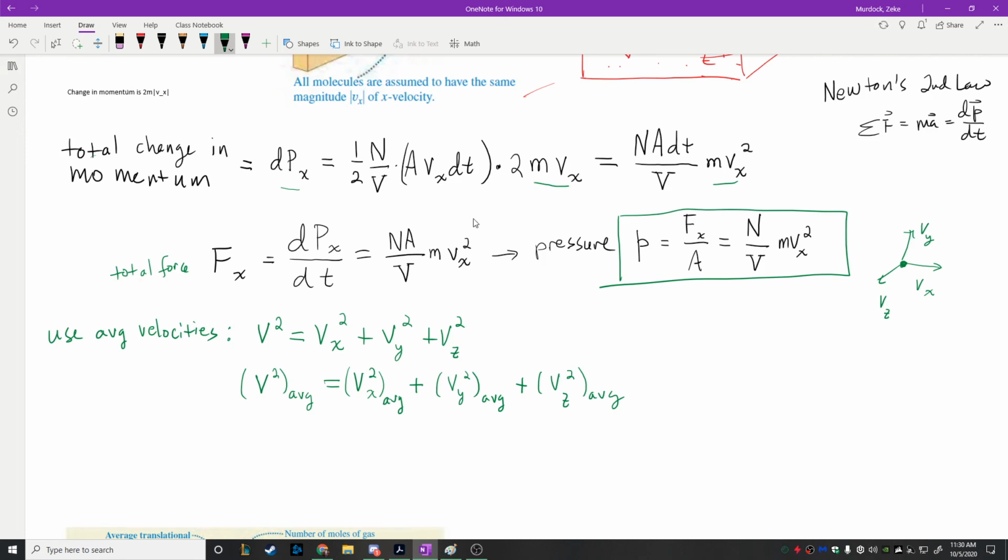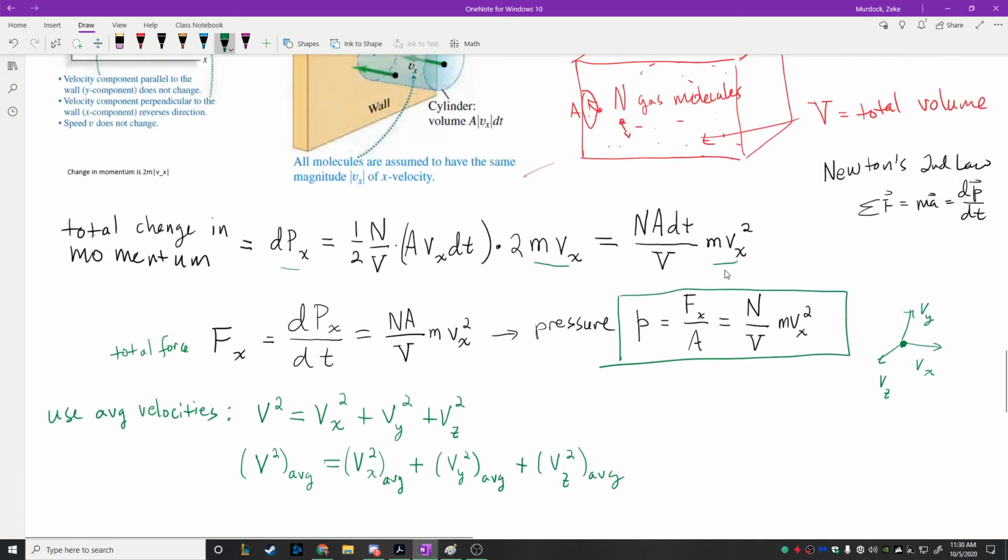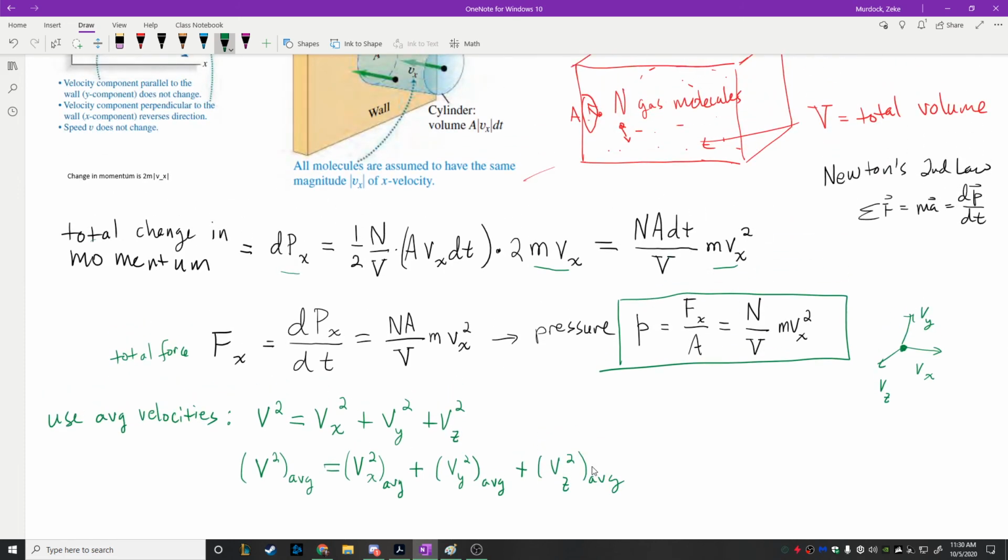However, no matter how we set up our coordinate system, there's no reason to believe that x, y, and z are going to be unique. We could set up a different coordinate system where we rotate it a little bit and redefine what we mean by x, y, and z.